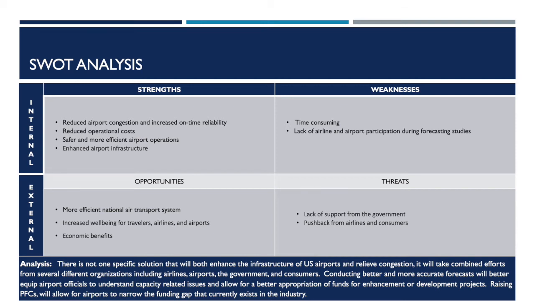On my analysis here, I've come to the conclusion that there's not one specific solution that will both enhance the infrastructure of U.S. airports and relieve congestion. It'll take combined efforts from several different organizations, including airlines, airports, the government, and consumers. Conducting better and more accurate forecasts will better equip airport officials to understand capacity-related issues and allow for a better appropriation of funds for enhancement or development projects. Raising PFCs will allow for airports to narrow the funding gap that currently exists within the industry.